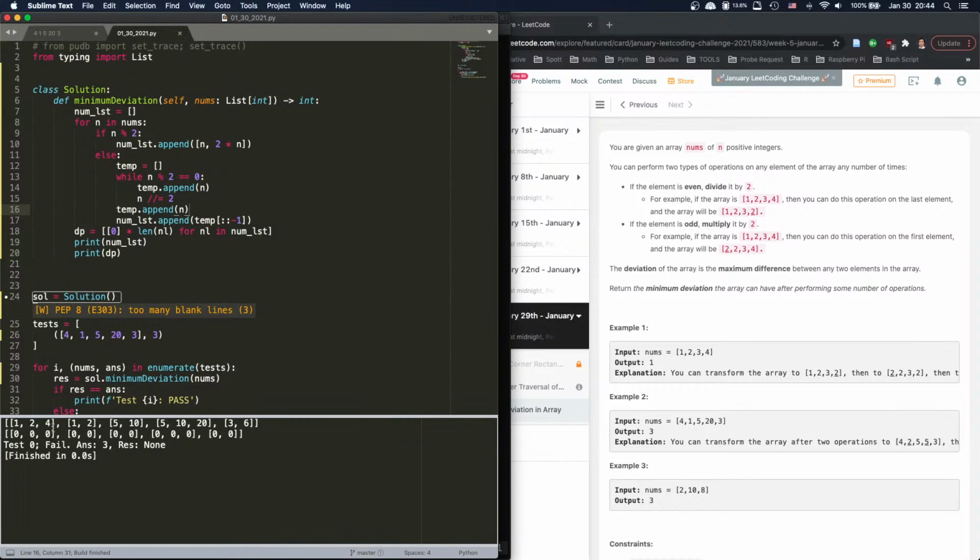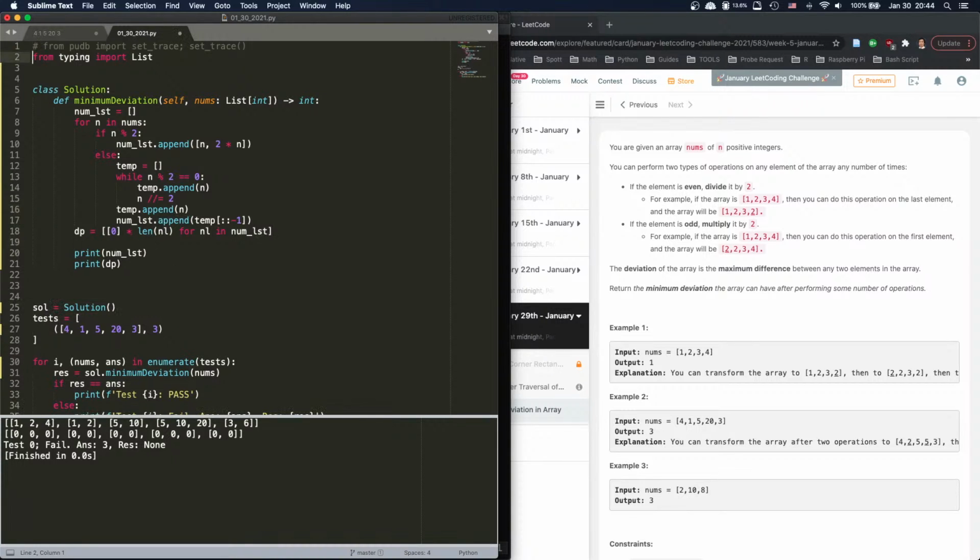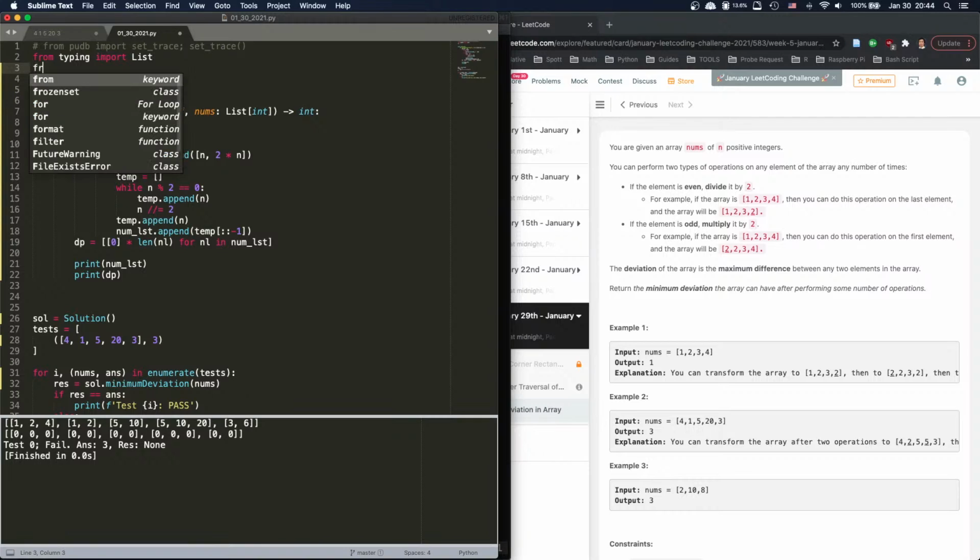Right? So we have 1, 2, 4. Oh, it's 1, 2, 4. That is correct. It's 1, 2, 4, 1, 2, 5, 10, 2, 10, 20. Yep, I think we're on the right track. Now we need to import bisect.